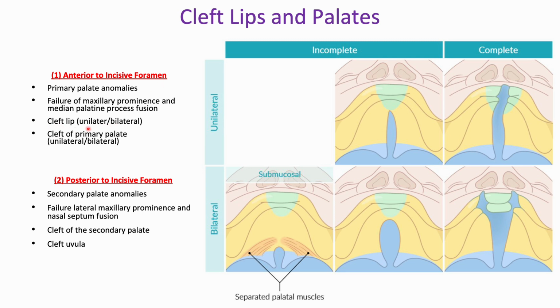So cleft lip could be defined as unilateral, bilateral, and same for cleft of the primary palate, but the important thing here is this is all anterior to the incisive foramen. So the incisive foramen would be right in this region. Our next category is posterior to the incisive foramen, and again, if it's posterior to the incisive foramen, we know that we're dealing with secondary palate anomalies. And so this means that we have failure of the lateral maxillary prominences to fuse with the nasal septum. Okay, and this is going to form clefts of the secondary palate, which can include the hard palate, which we see in yellow. It can also include the soft palate, which we see in blue, which means you can also have something called a cleft uvula, where the uvula itself is actually split into two.